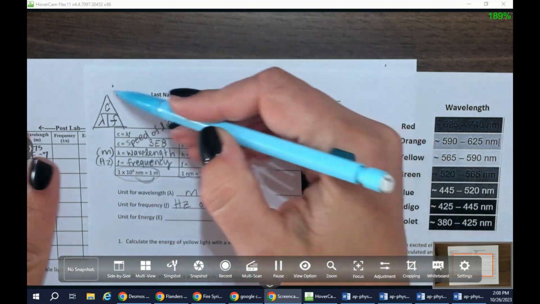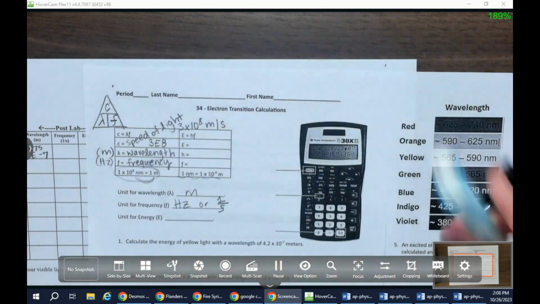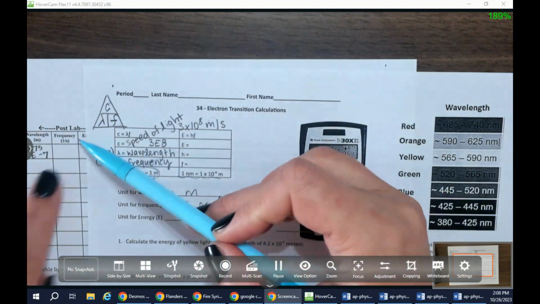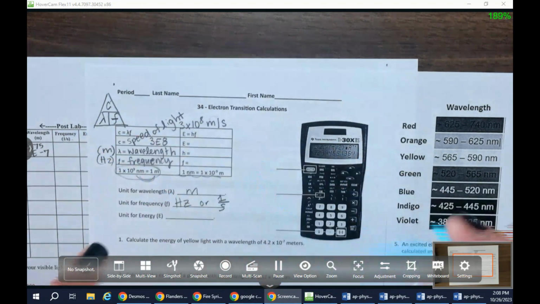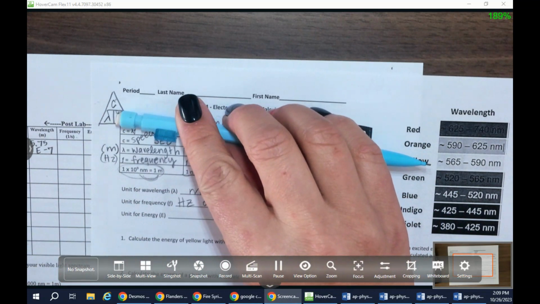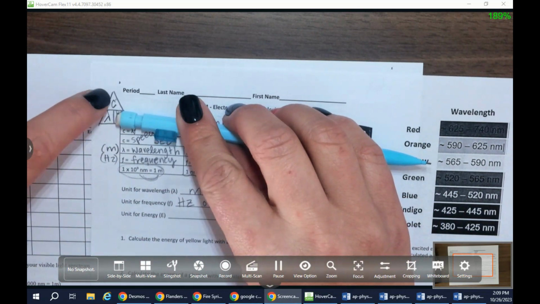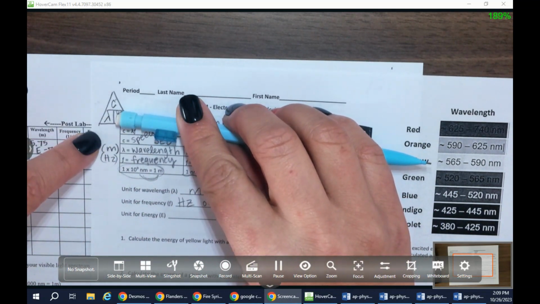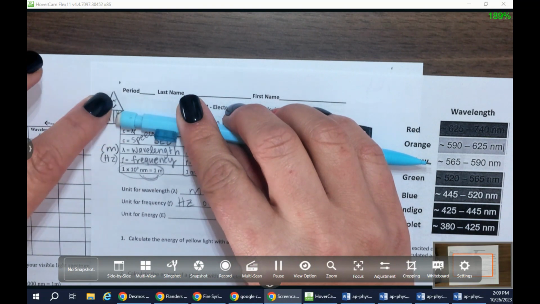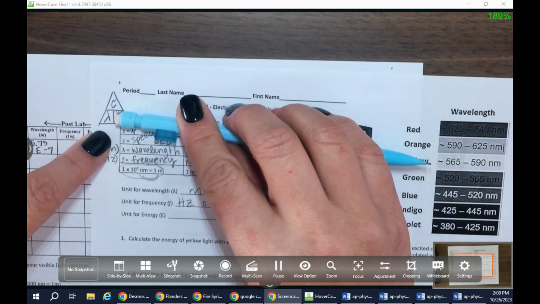So the way that you use these triangles is you cover up whoever you're solving for. Right now we're solving for frequency, so I'm going to cover up the F right here. What I'm left with is speed of light divided by wavelength. I'm going to take my speed of light divided by wavelength.